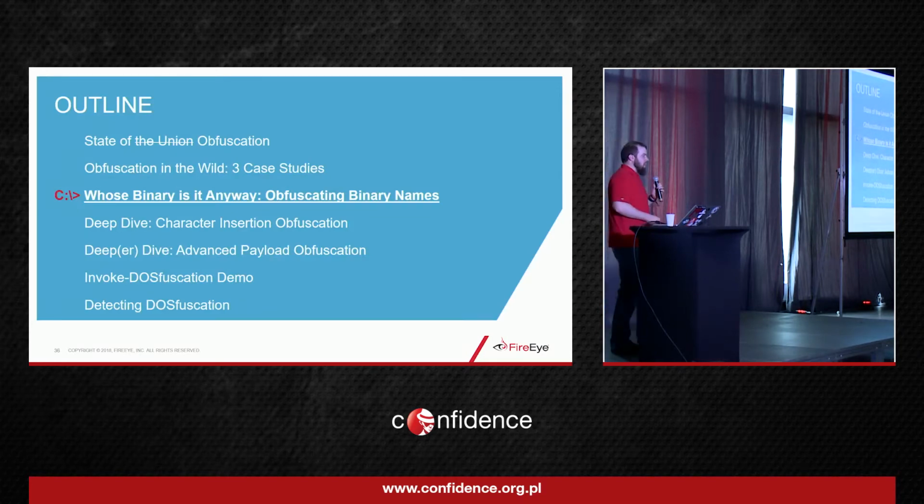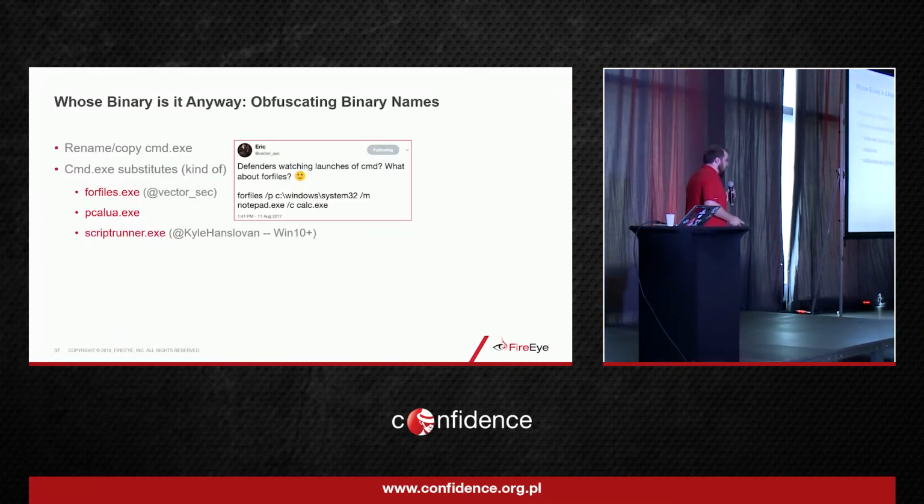So, whose binary is it anyway? A lot of defenders will write rules like, if the process name is command.exe and the arguments are A, B, and C. Well, the problem with that is that it's really easy for attackers just to rename binaries. So you can rename a binary to something else, and all of a sudden, the defender's rule doesn't work unless they're looking at internal version information. So I'm not talking about that. I'm not talking about when attackers rename command.exe.